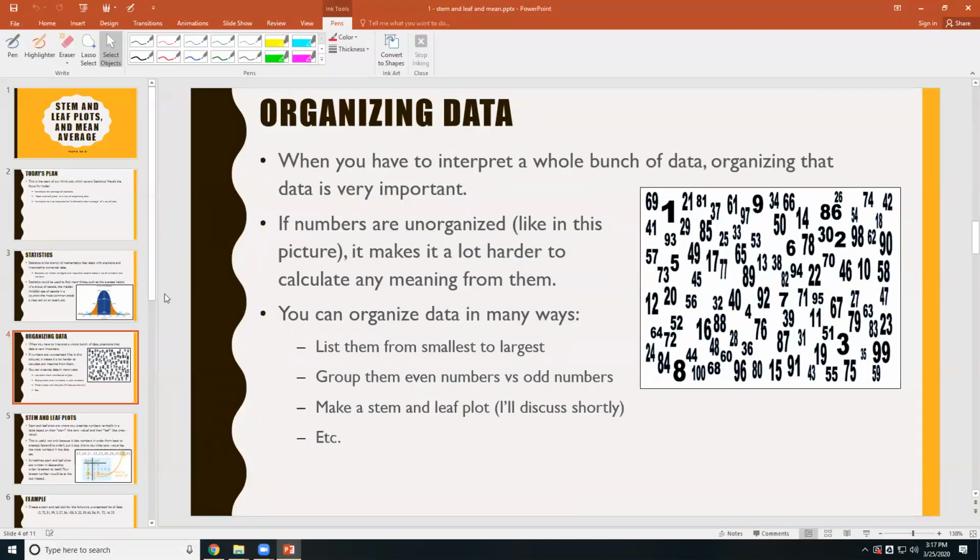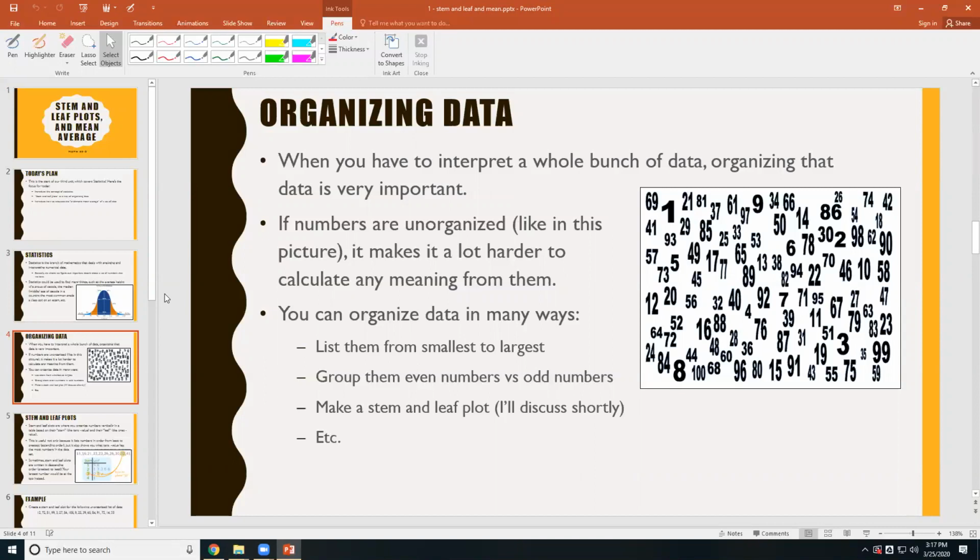Before we get talking about statistics, though, we have to talk about organizing our data because unorganized data, of course, isn't very useful to us, at least most of the time, right? So when you have to interpret a whole bunch of data, organizing that data is very important. If numbers are unorganized, like in this picture here, it makes it a lot harder to calculate any meaning from them, right? Even just looking at that picture right now, it's just a nightmare to see all those numbers on there. It would be way better if they were organized in some way.